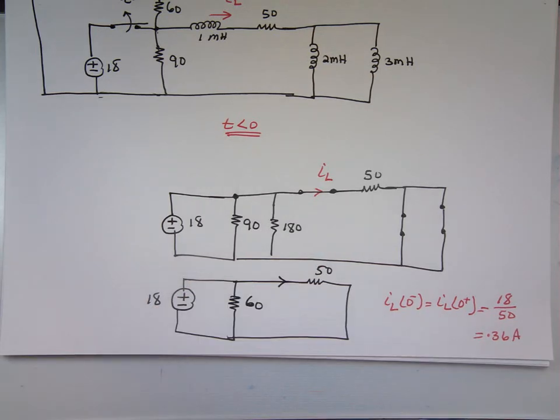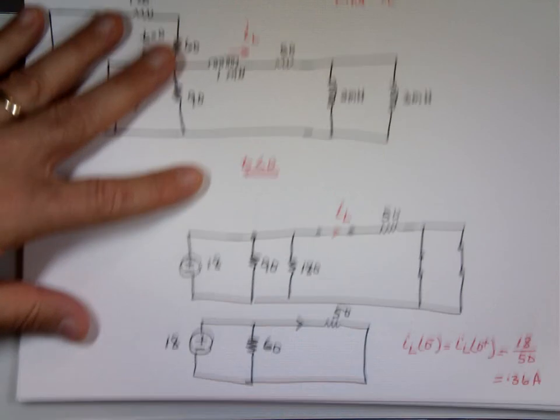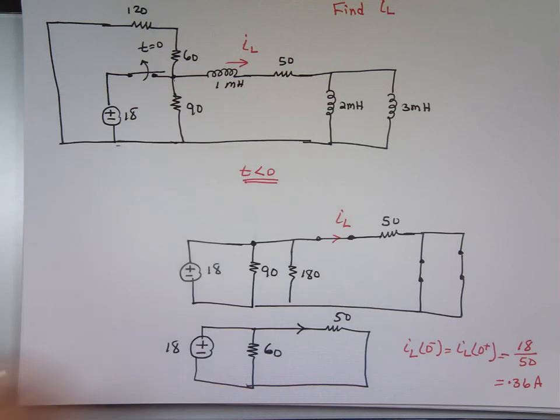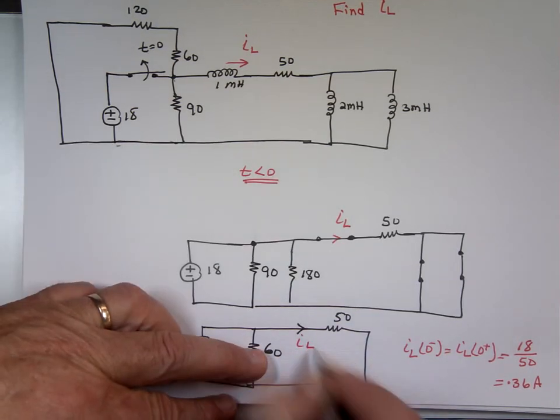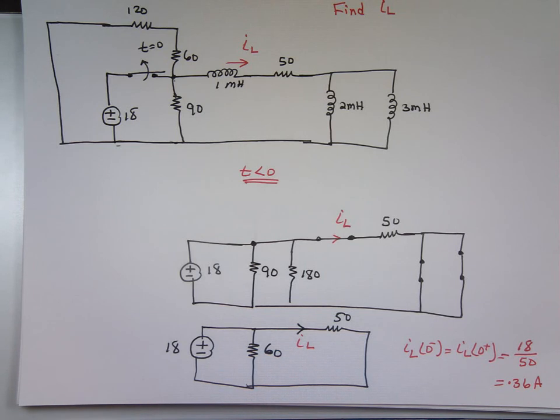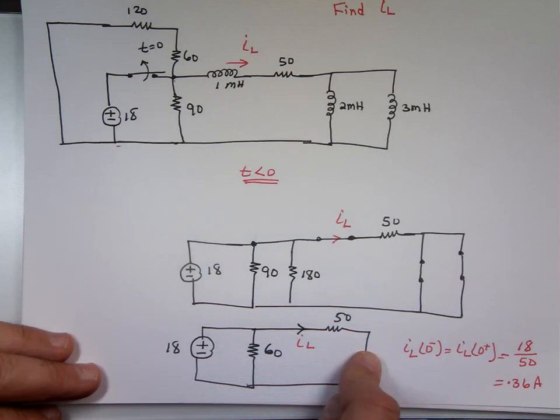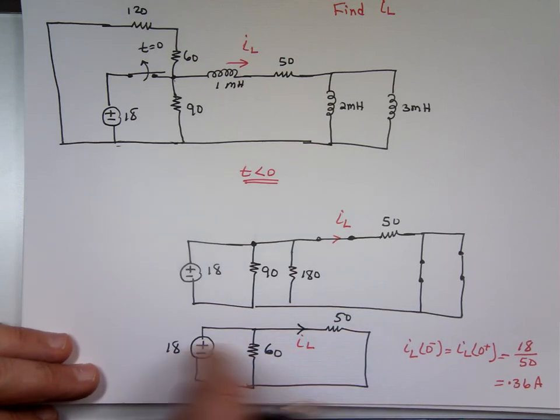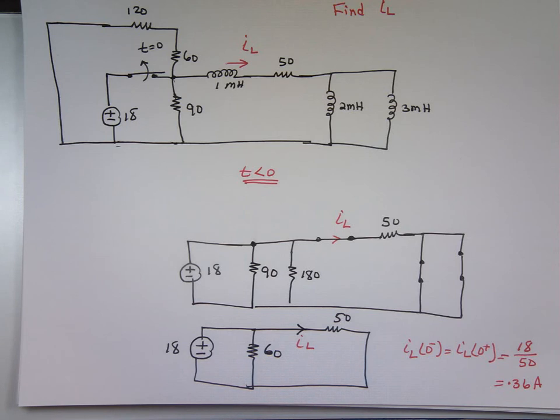That is the current through I sub L for 0 minus. You can move that resistor and put it right there. You'll see they are in parallel. All three of them are in parallel. So I got what I need out of it for t less than 0. Now I got to look at it for t greater than 0.